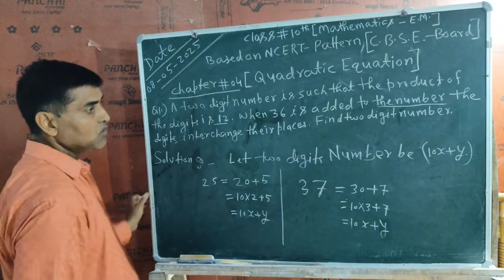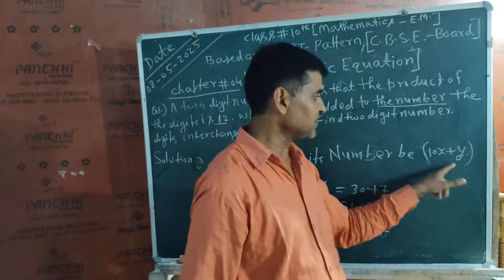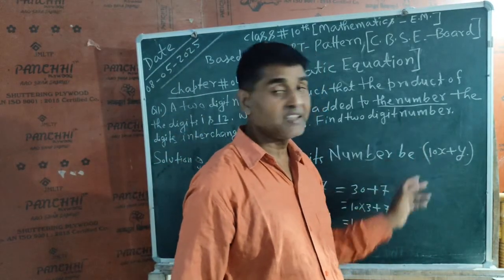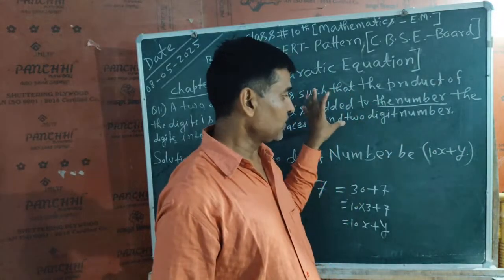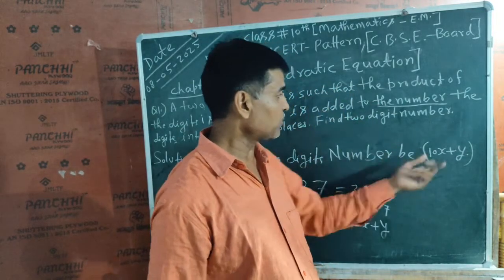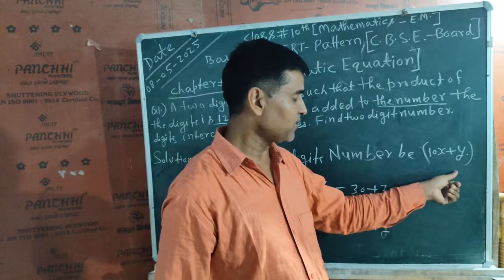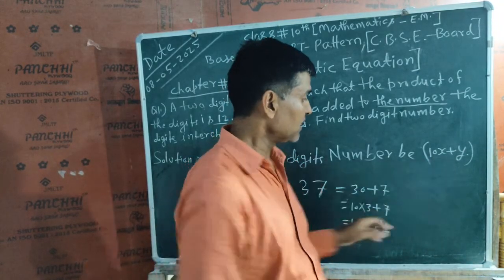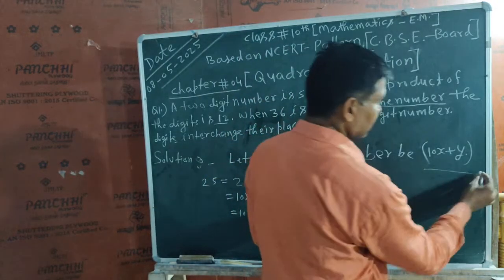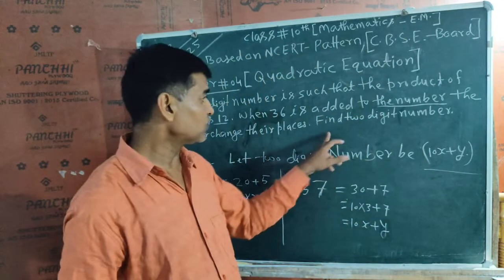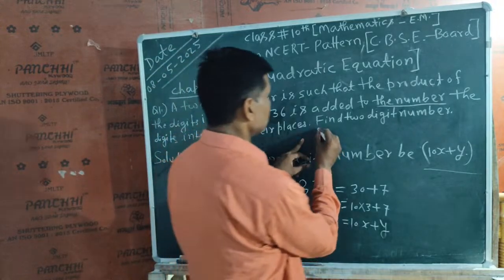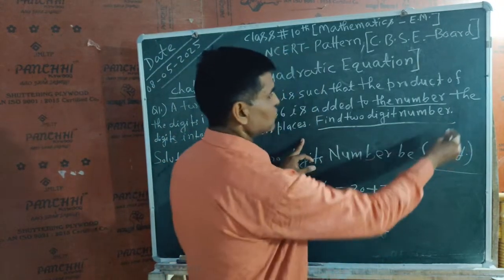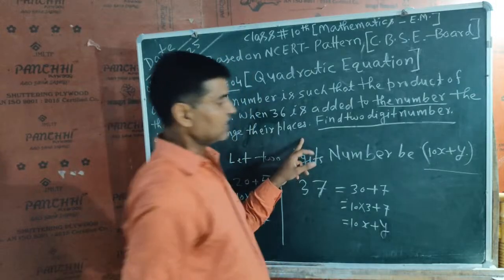Okay student, so we have to get the value of x and y. After calculating with the information given on the blackboard, that is in the question, after solving I will get the values of x and y, and I will substitute those values here. After substituting I will get the required number, which is asked in the question. So, find the 2-digit number.